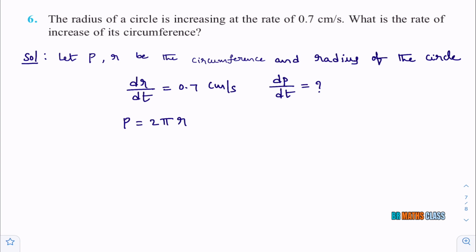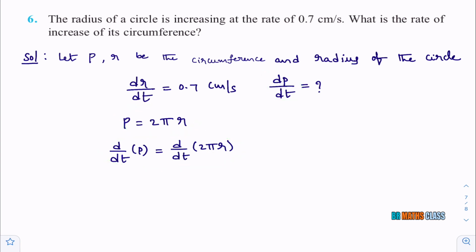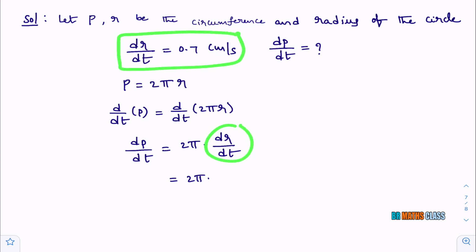Now what I'll do, I'll differentiate with respect to t on both sides, just to get dP by dt. So d by dt of P is dP by dt, equal to, in this 2 pi is constant, you write outside, 2 pi into d by dt of r. d by dt of r is dr by dt, so that equals 2 pi into dr by dt. You observe in the question they already gave dr by dt.